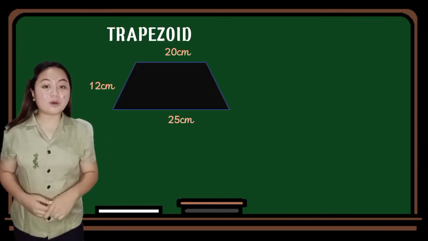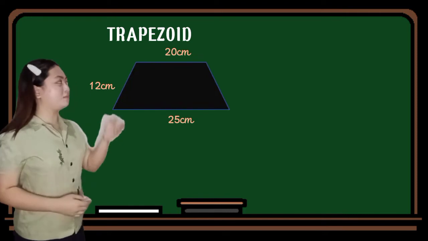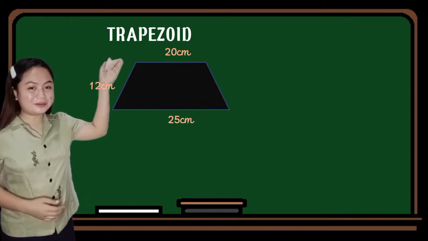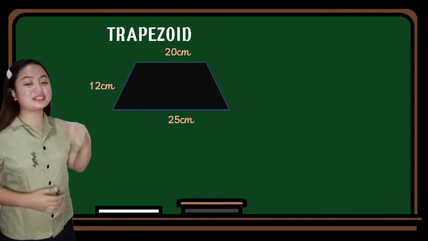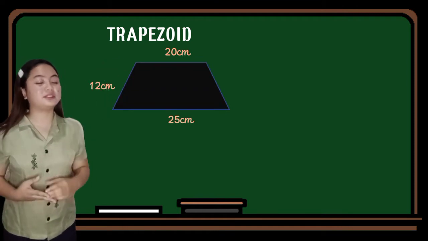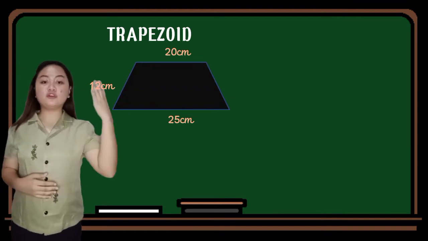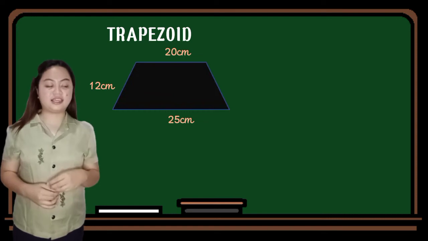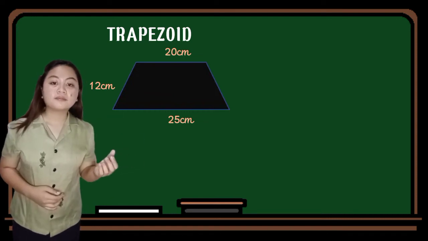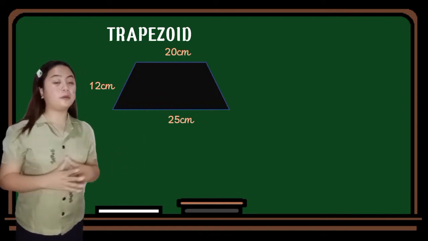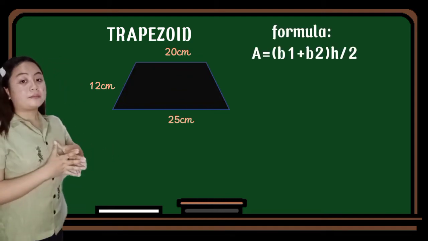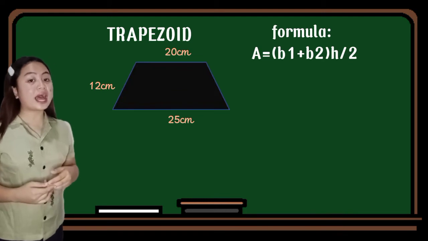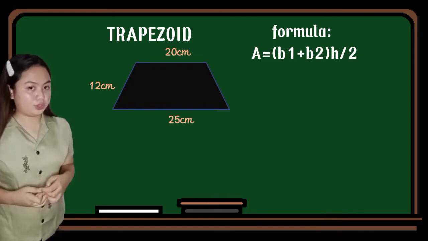In this example, the trapezoid has 12 centimeters for the height and bases of 20 centimeters and 25 centimeters. So again, to find the area, what is the formula on how to find the area? Any idea again? Okay, for our formula, we have base 1 plus base 2 times height over 2.